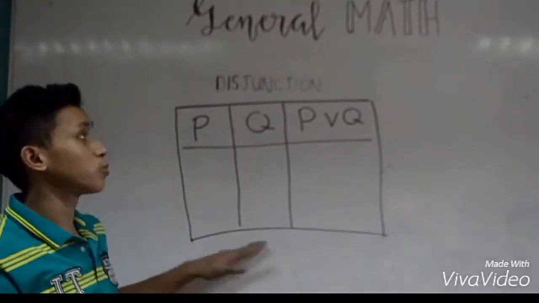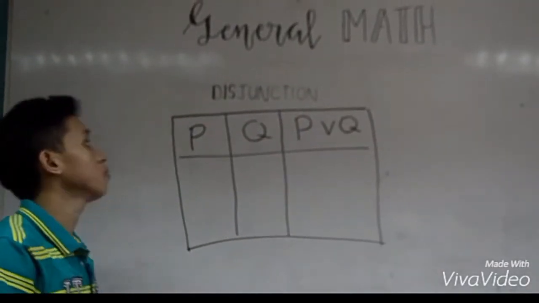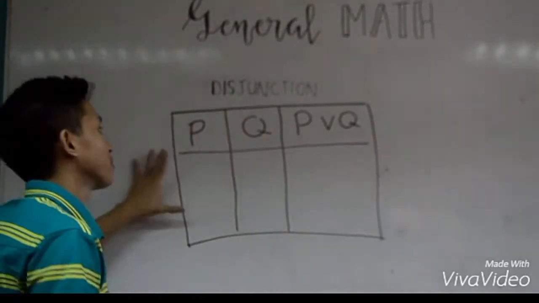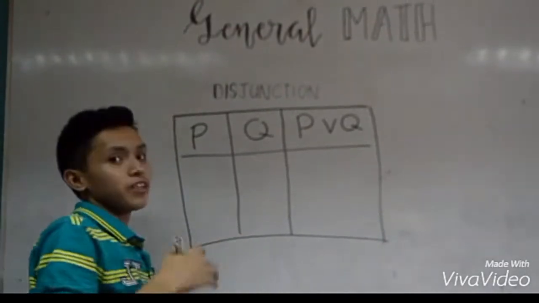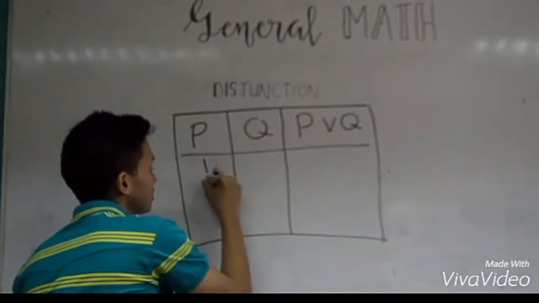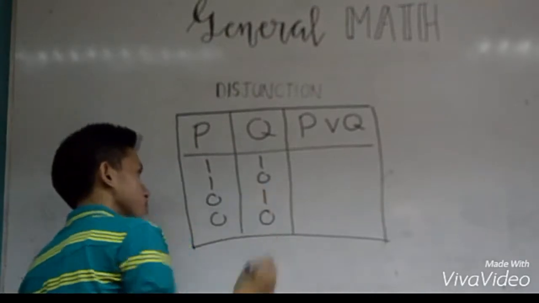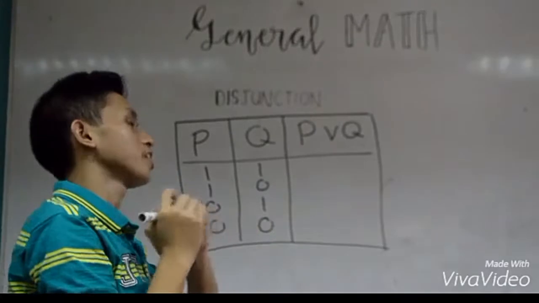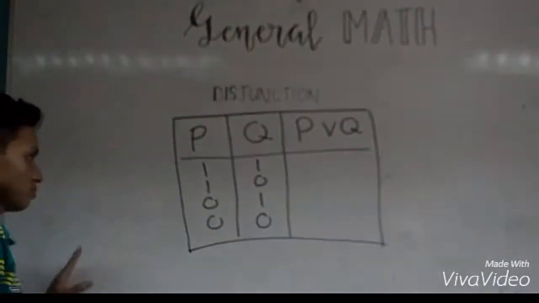So ngayon guys, tuturo ko naman sa inyo kung paano yung mismong table ng disjunction. Alam niyo naman siguro kung paano kinukuha yung antecedent at consequent, also known as the P and Q. So, bibigyan ko na kayo ng example. Think of 1, 1, 0, 0, saka 1, 0, 1, 0. So, paano nga ba kinukuha yung P or Q? Ganito yun, guys.